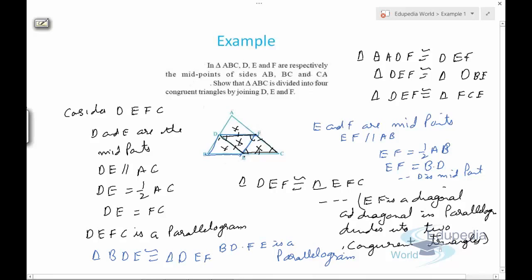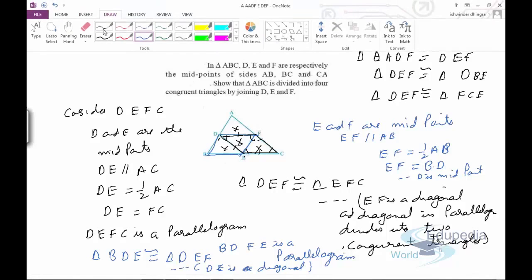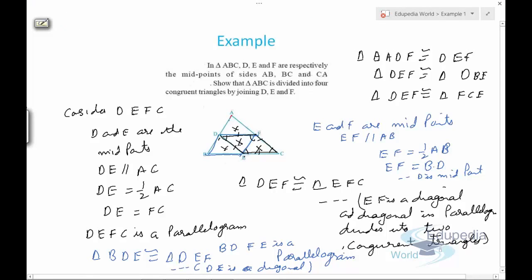Why? Because BDFE is a parallelogram and DE is a diagonal, and a diagonal divides a parallelogram into two congruent triangles. Now let's consider the last shape. If you can see this properly, this is also a parallelogram. Why is it a parallelogram? Again, D and E are the midpoints and DE is parallel to AC, so DE is also half of AC.